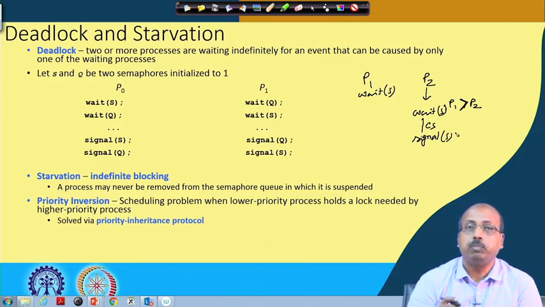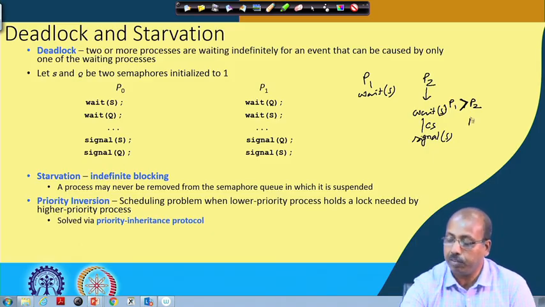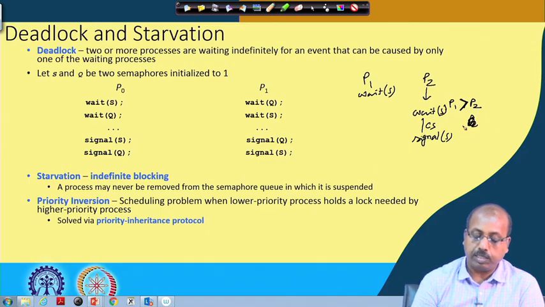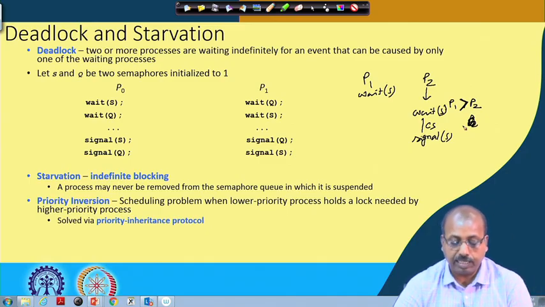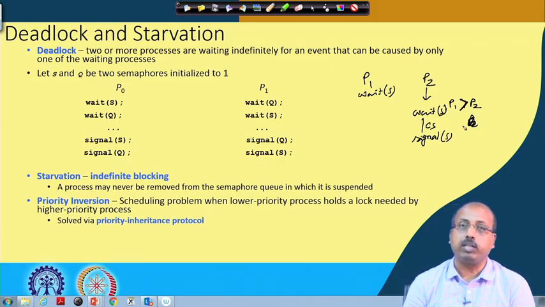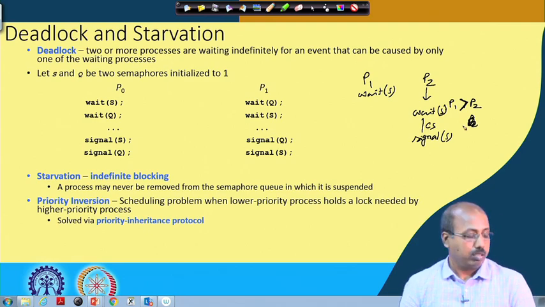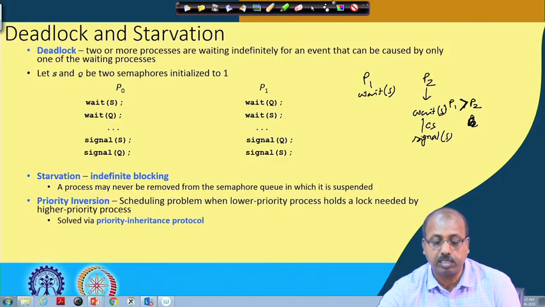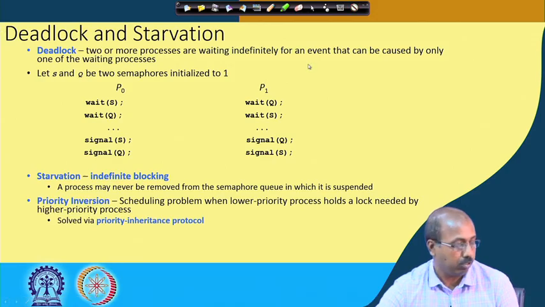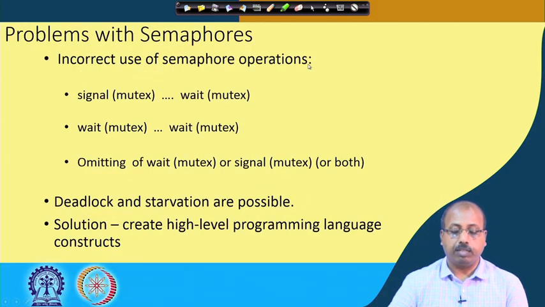Though originally P1 is of higher priority than P2, in reality P2 becomes of higher priority than P1, so P1 has to wait for P2 to finish off. This is known as the problem of priority inversion, and it can be solved using something known as the priority inheritance protocol. So, P2 inherits the priority of P1. That way we can solve this priority inversion problem. We will not go into much detail of this, because it is more about real time systems.